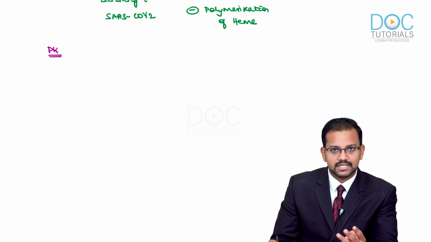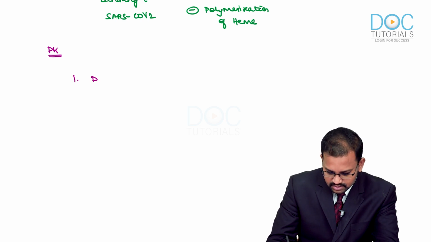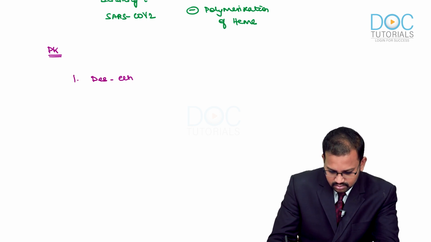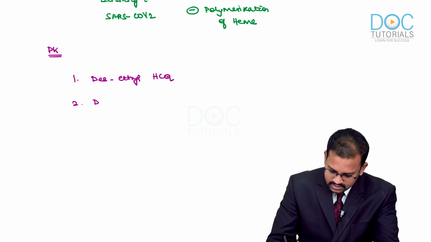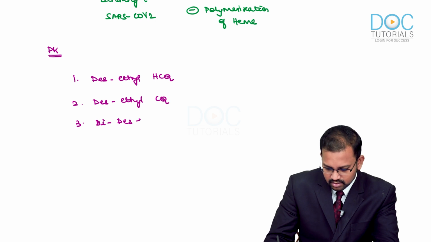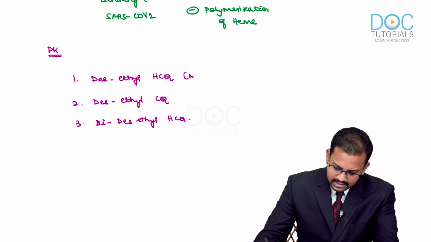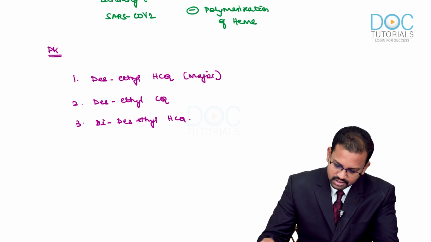This drug has got three major metabolites, especially hydroxychloroquine. The first one is des-ethyl hydroxychloroquine. Similarly, we have des-ethyl chloroquine, and we have bi-des-ethyl hydroxychloroquine. Among these, the first one, des-ethyl hydroxychloroquine, is the major metabolite of HCQ.